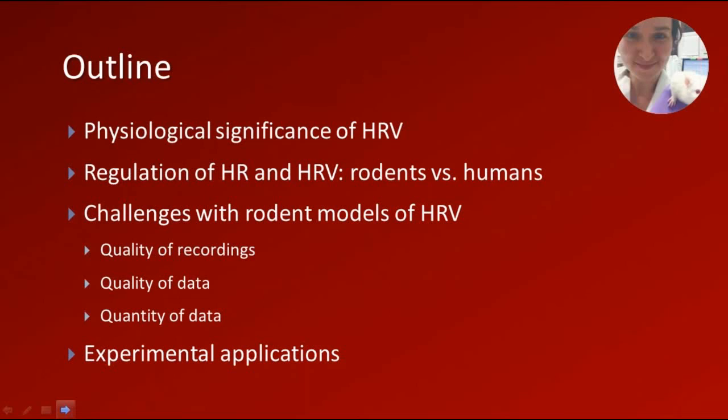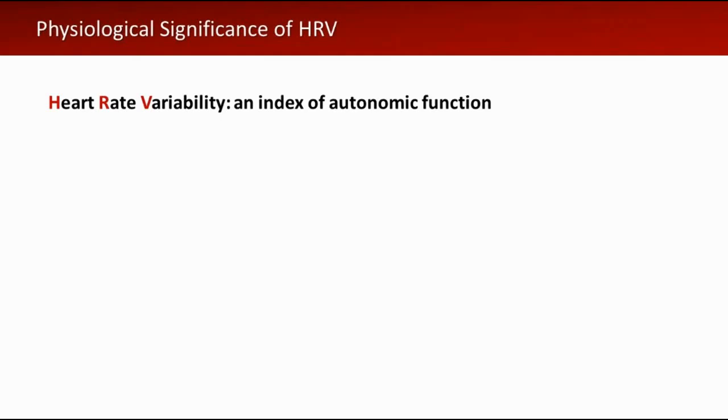So today I plan to talk about the physiological significance of heart rate variability, the regulation of heart rate and heart rate variability, and how comparable they are between rodents and humans. Some challenges that I have encountered with rodent models of heart rate variability have to do often with the quality of the recordings, the quality of the data, or simply the quantity of the data. And then some experimental applications, because I am a PhD student and I am interested in the scientific endeavors as well.